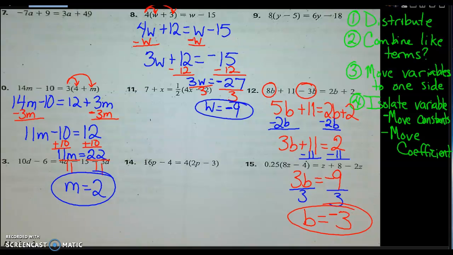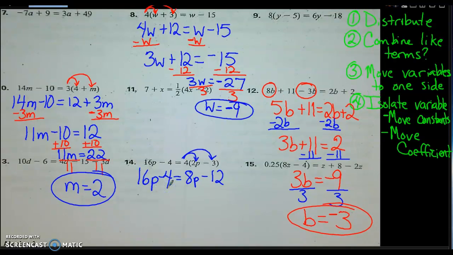Okay, one more that we're going to work together to give a good example. Let's look at number 14. Number 14, do I have to distribute? Yes, I'm going to distribute right here. Okay, 4 times 2p, that's going to give me 8p. Minus 4 times negative 3, that gives me negative 12, equals, and I'm going to bring down everything else.